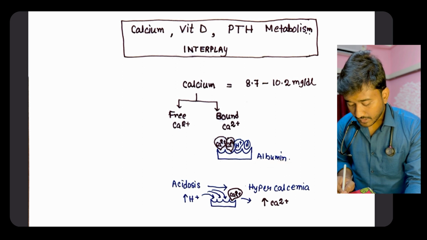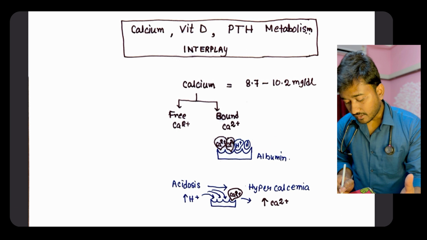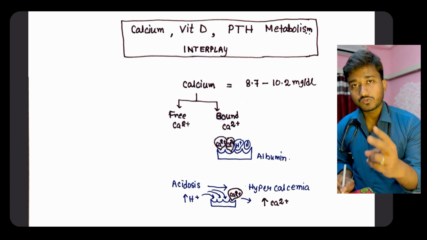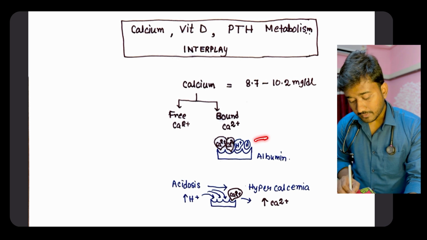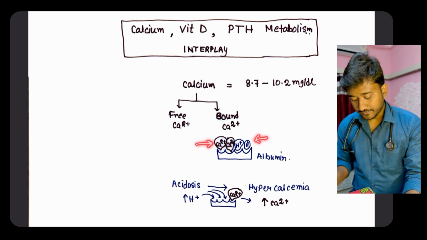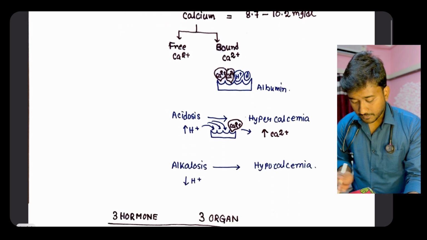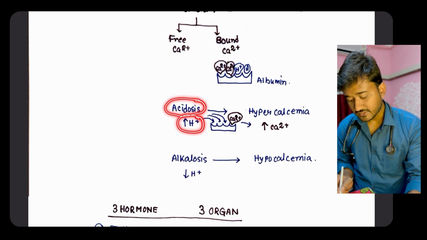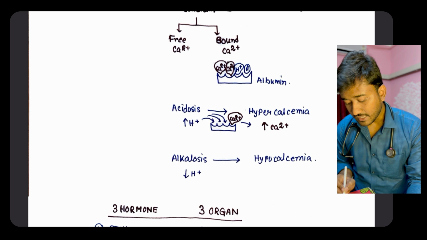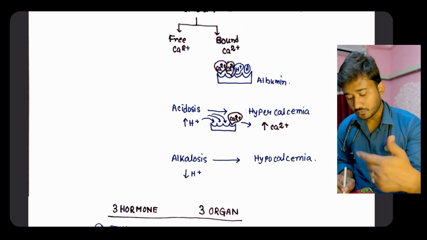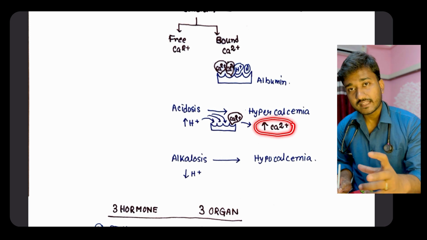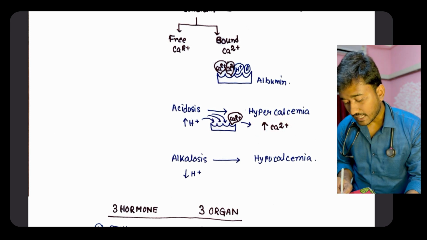In the albumin, remember there are two sites of binding. The first is H plus binding. H plus can bind to the albumin as well as calcium can bind to the albumin. In acidosis, H plus is increased. When H plus is increased, it will bind to the albumin, therefore it will displace the calcium within the blood. Therefore, it will lead to an excess amount of calcium available in the blood. This is called hypercalcemia.